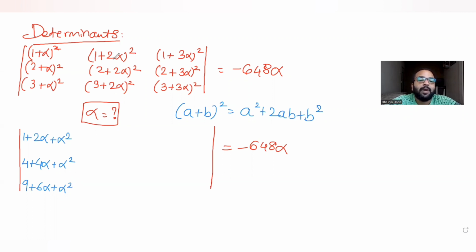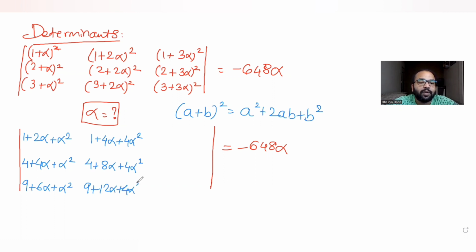Further, if I expand these 3 elements, again a square plus 2 into 2 alpha, 4 alpha plus 2 alpha the whole square, I get 4 alpha square. Again, here if I expand it, it becomes 4 plus 2 into 2 into 2, so 8 alpha plus 4 alpha square. And here I get it as 3 square 9 plus 3 into 2 into 2, so 12 alpha plus 4 alpha square.